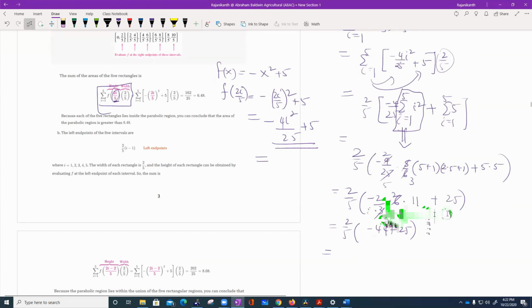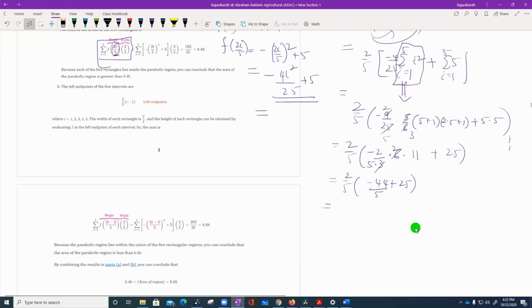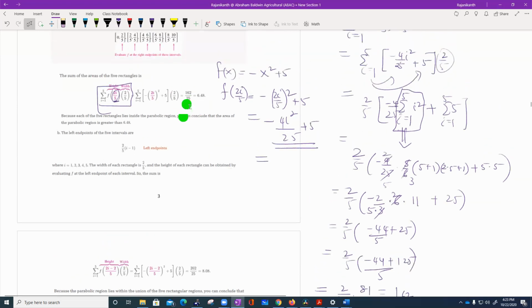So that is negative 44 over 5. So now this is 2 over 5, negative 44 plus 125 over 5. That is 2 over 25 times 125 over 25. Yeah, that is how much this is. Subtracting 44, you will get 56. It's 81, right? Yeah, 162 over 25. So that is the area of 5 rectangles.